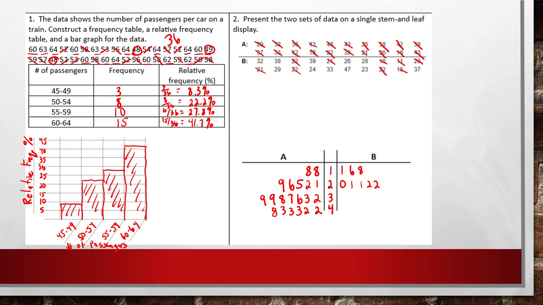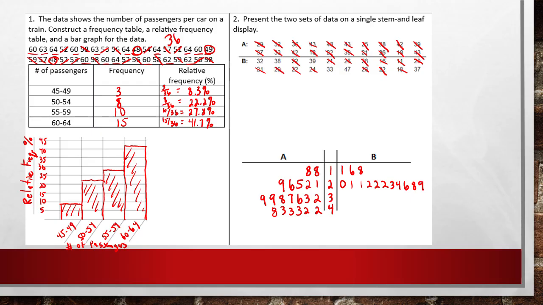2, 2, 2. And then I have a 23. So I need a 3. And I have a 24. So I need a 4. This one has a lot. And then 26. And then 28. And finally, I have a 29. So now I've done all my 20s.